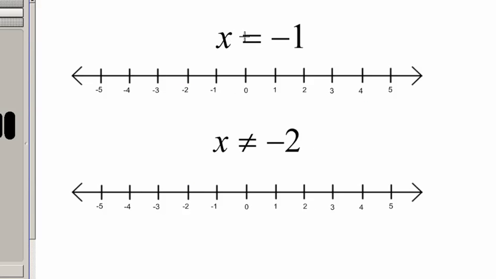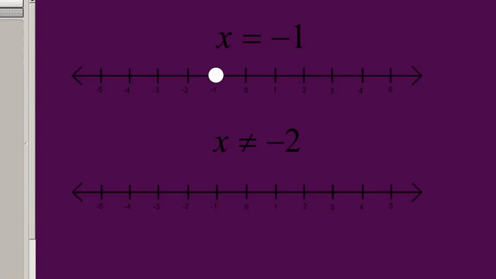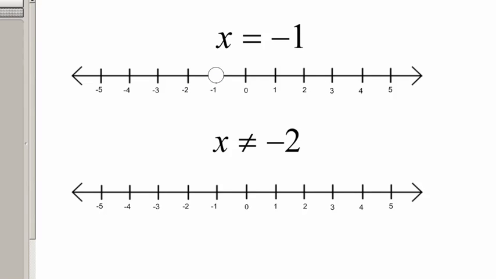x is equal to negative 1. You know how to graph that. But just to refresh your memory, negative 1. And how do I show that negative 1 is included? It's actually the only point on the number line that's included. I'm going to fill him in. I can make him a closed circle. You knew I was going to do that, didn't you?